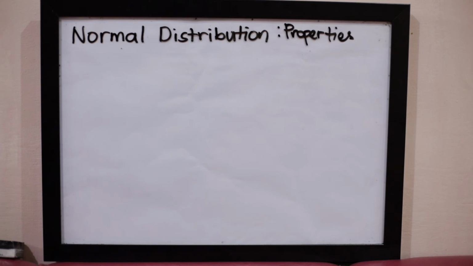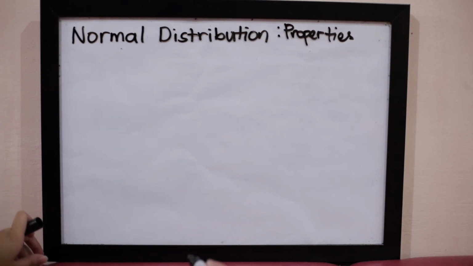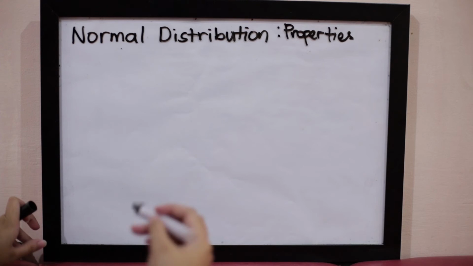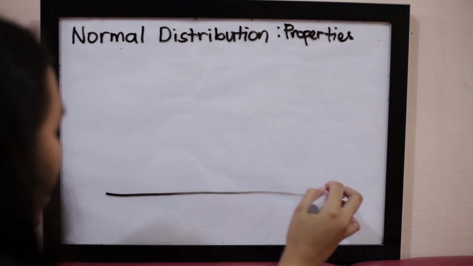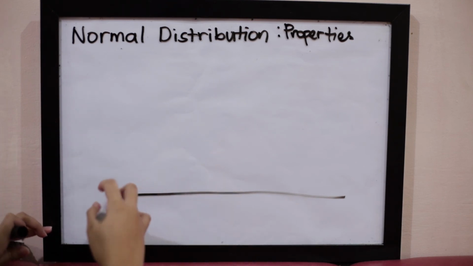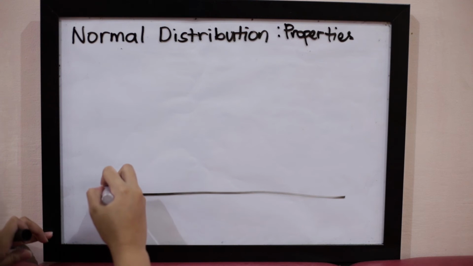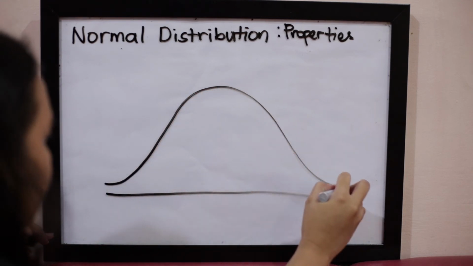Next, we proceed with the properties of normal distribution. So, here are the few properties of normal distribution. First, the normal distribution is a bell shape. So, meaning to say, if you will draw the graphical representation of normal distribution, it should look like a bell shape. Now, we have an x-axis, tapos the graph above this one should be something like this. Ganyan po.